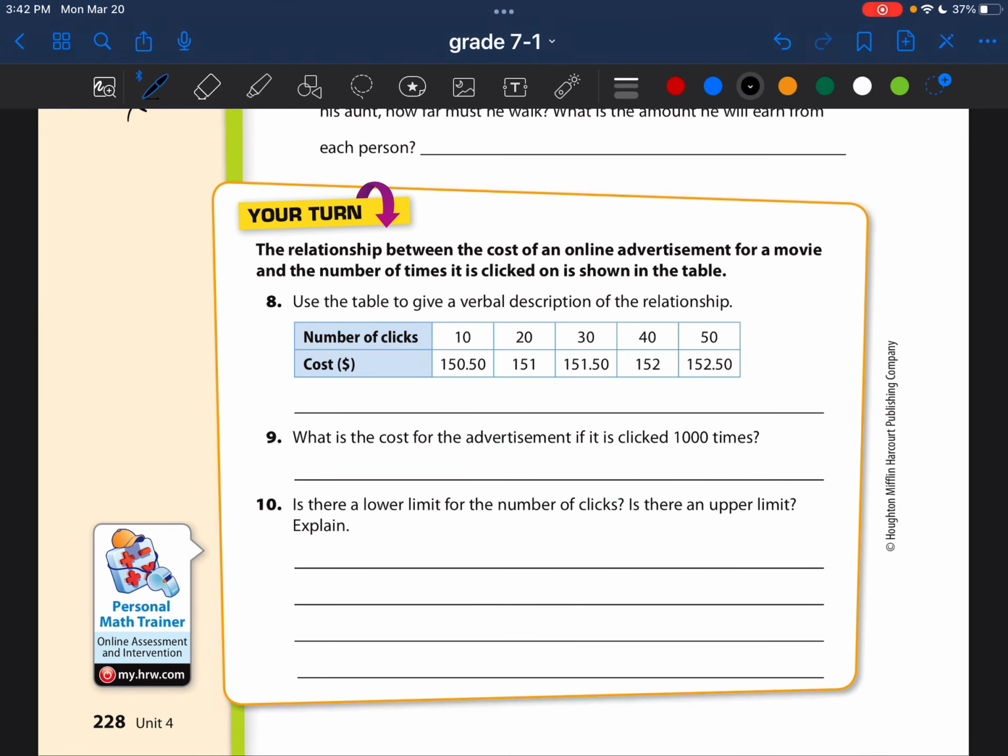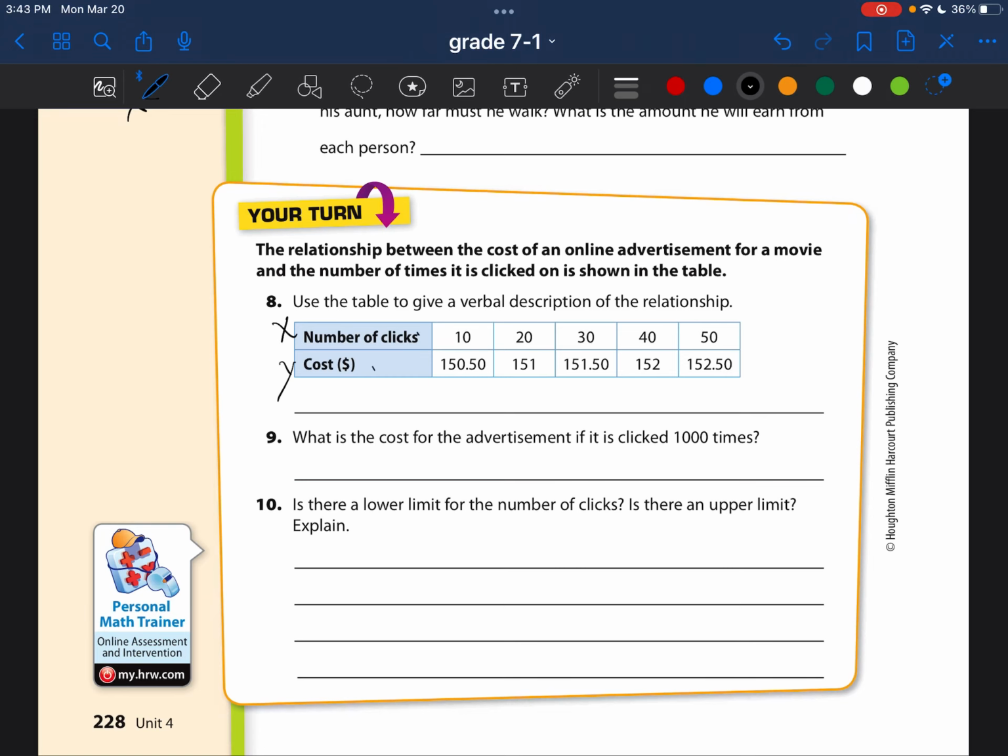All right? We're going to go ahead and do, I know it's funny, the your turn part. Okay? The relationship between the cost of an online advertisement for a movie and the number of times it is clicked on is shown in the table below. Okay? Now we have a table. First thing we got to do is label it X and Y. You should really be getting into that habit already. Okay? And it goes ahead and labels it for us.